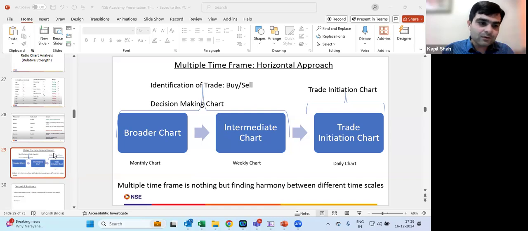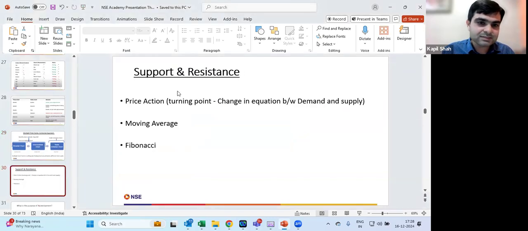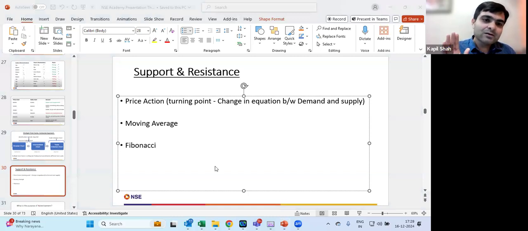Fine. Now we come to the heart of technical analysis: support and resistance. There are multiple ways to identify support and resistance: through price action, through moving averages, through Fibonacci. I have listed just three, but there are various other approaches to understand support and resistance. But at the same time, too many cooks spoil the soup. So the fewer the things, the better.